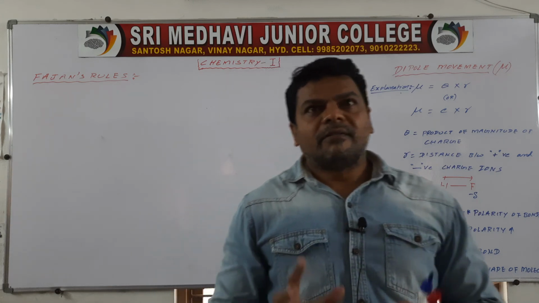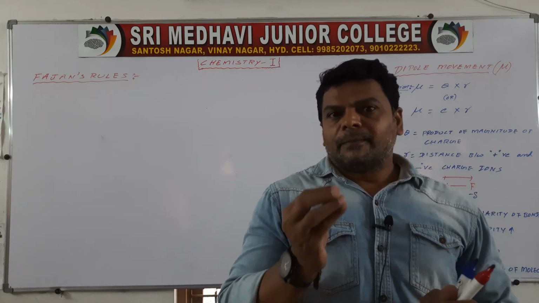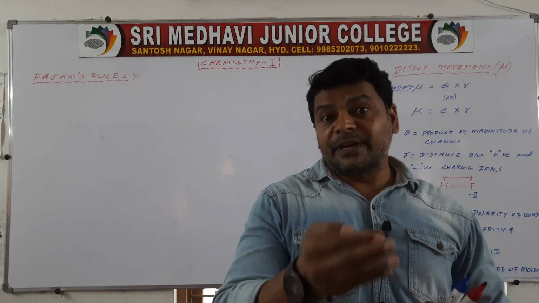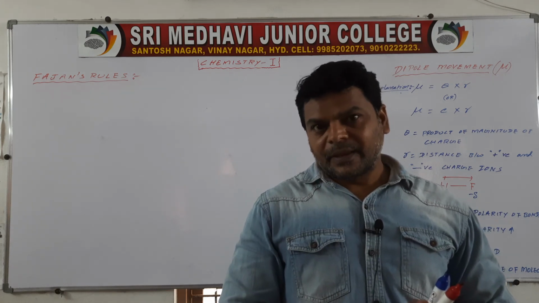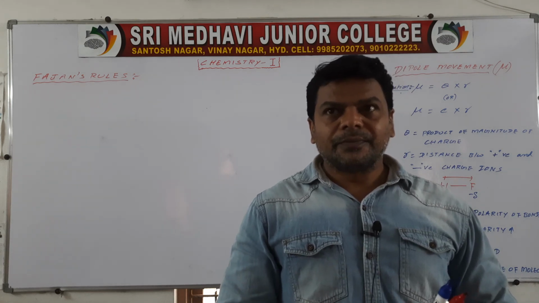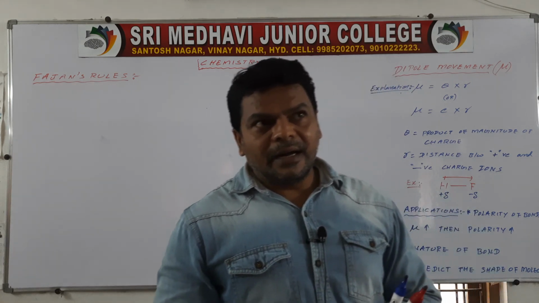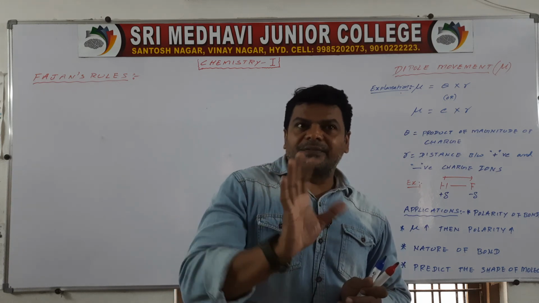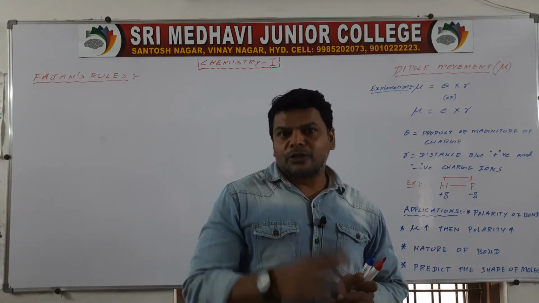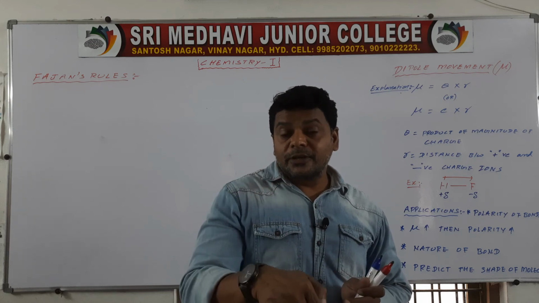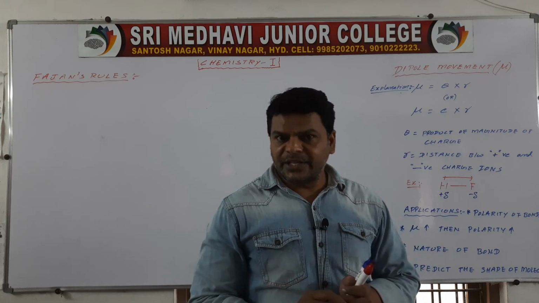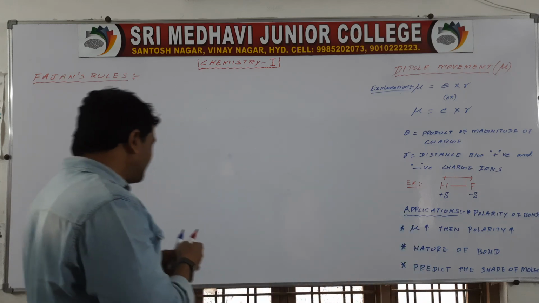Fajan proposed a scale based on electronegativity differences. Based on the differences, he proposed some postulates, some rules. By knowing these rules, you may decide whether the molecule is covalent or ionic in nature.